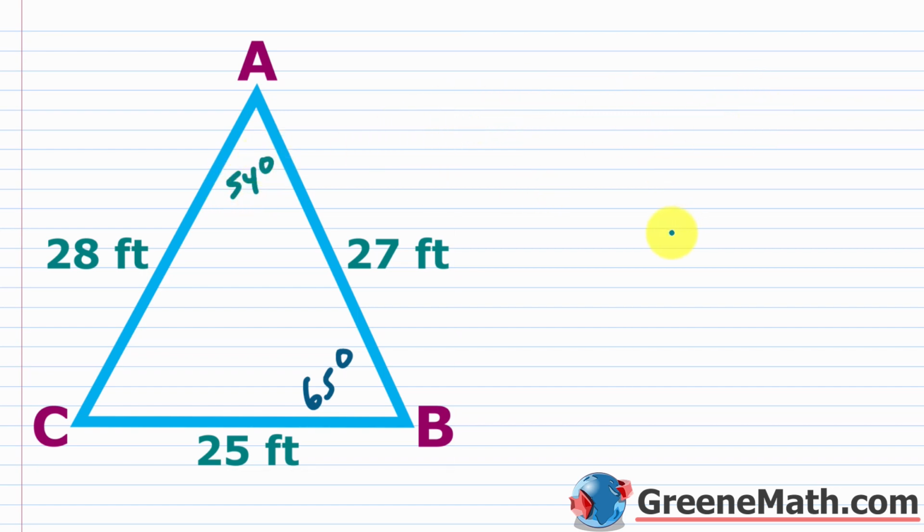And again, at this point, you could just do 180 degrees minus 65 degrees minus 54 degrees, and that gives me 61 degrees. So the measure of angle A is about 54 degrees, then the measure of angle B is about 65 degrees, and the measure of angle C is about 61 degrees.